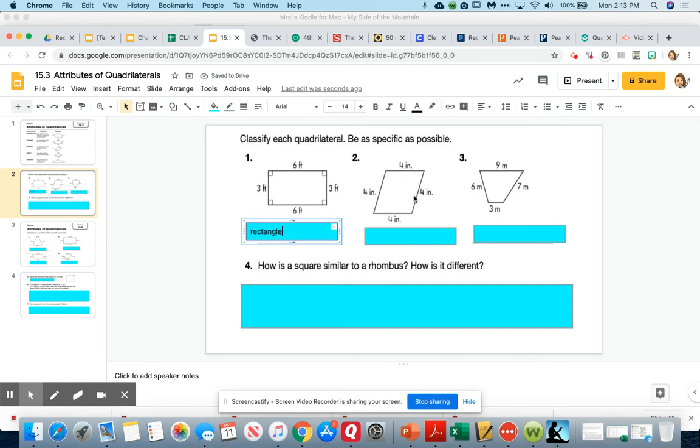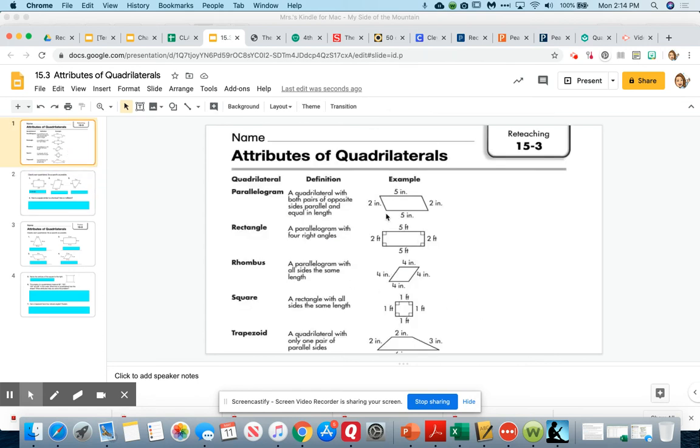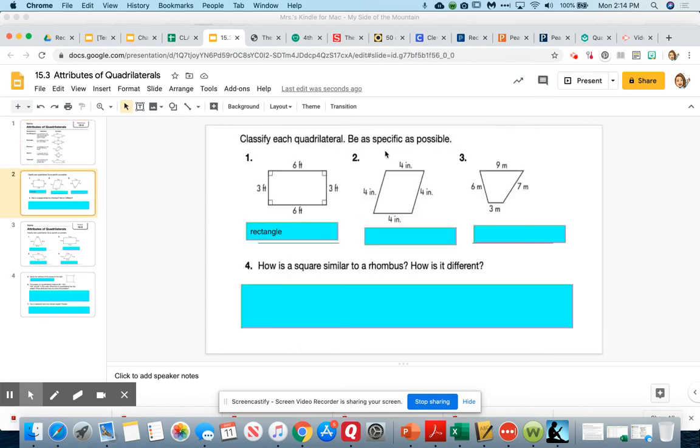Now, let's look at this next one. Again, this one has 4 sides the same, all equal. It's a parallelogram because I can see these 2 sides are parallel and these 2 sides are parallel. But let's look at our chart. Well, it's a parallelogram, which we can establish, but it doesn't have any right angles, so it's not a rectangle and it's not a square. But a rhombus says it's a parallelogram with all sides the same length. So if I look at this one, well, all sides are the same length and the sides are parallel, so this is a rhombus.